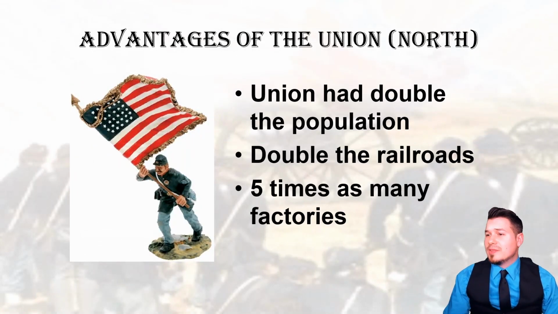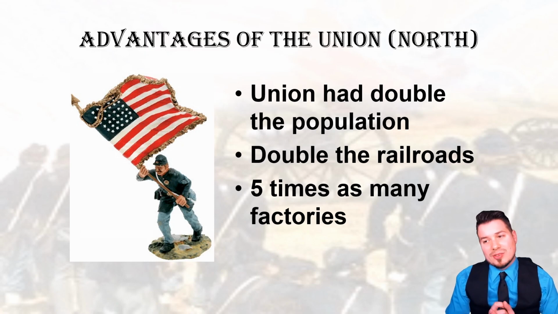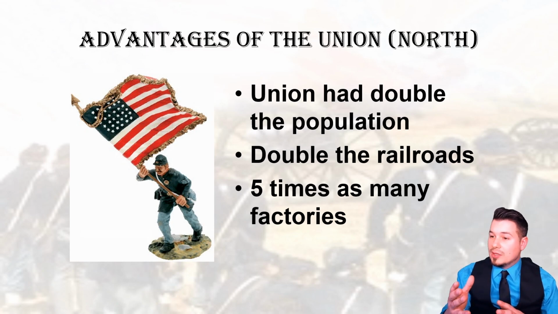So there are some advantages the North had and some disadvantages that, of course, the North had as well. We're going to talk about both. The Union had double the population, which is a huge amount when you're fighting a war. They're going to have double the amount of railroads throughout the North, and of course five times as many factories. Don't forget, we talked about the North being primarily industrial, so that is going to help big time.